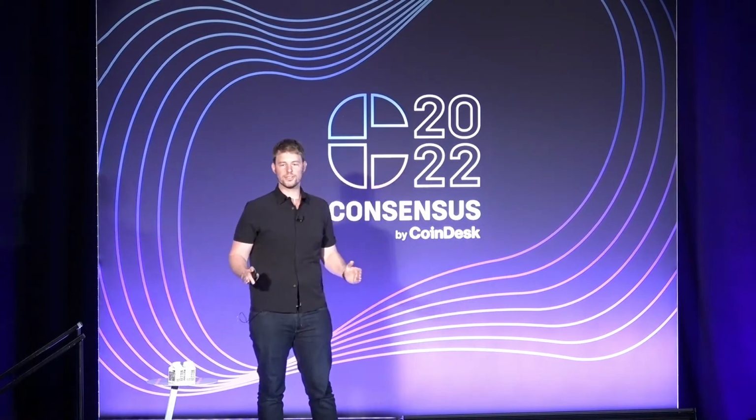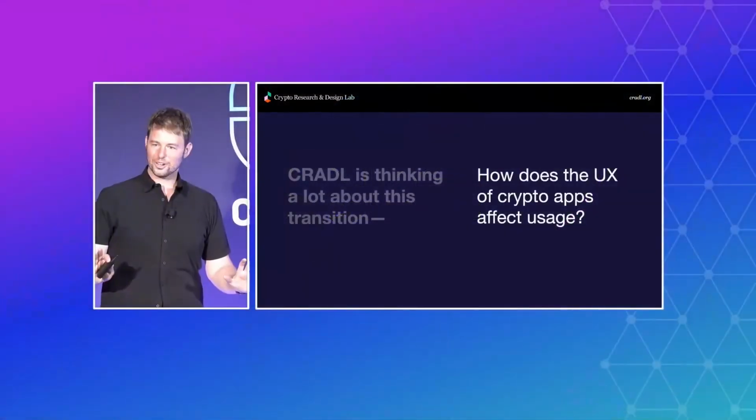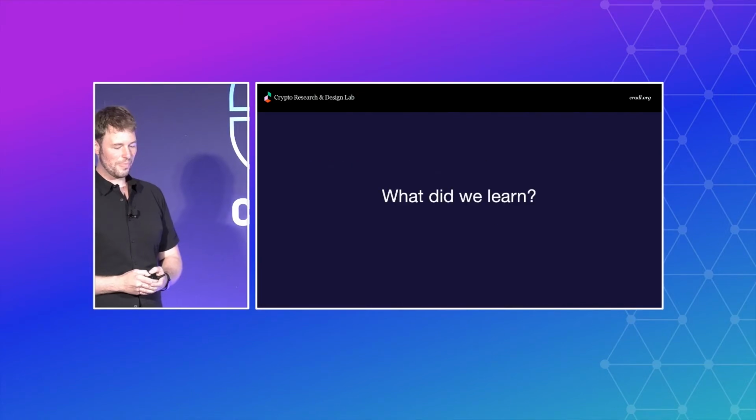So CRADL is obviously thinking about this in a number of different ways. And one of the things that we started to do a few months ago was what we call a heuristic analysis as designers, which is looking at screens and interfaces and seeing what's going right, what's going wrong, what are some things that need to change, are there some patterns. We're going to publish a really long report on this later, but I'm going to hit a few points right now. So what did we learn?